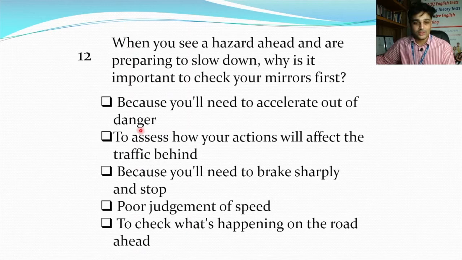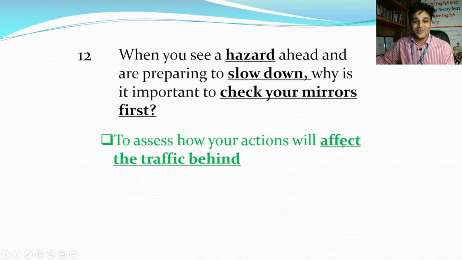That's a bad answer. To assess how your actions affect the traffic behind. Fantastic. Great answer. Brilliant answer. I want you to also tattoo this on your back, because this is a great answer. This is a golden answer. If you use this answer all the time in your test, you'll always pass. Because you'll need to brake sharply and stop, poor judgment of speed, to check what's happening on the road ahead. Okay, the correct answer is how your actions will affect the traffic behind.